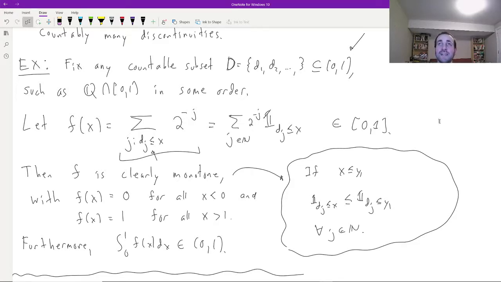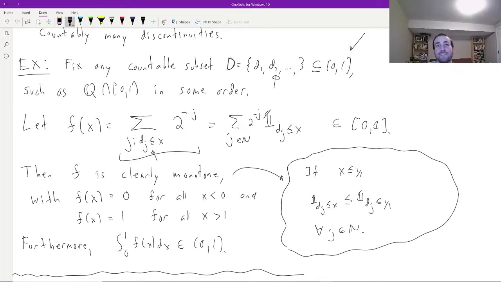So I'm going to fix any countable subset capital D of the interval [0, 1]. So this could be, for example, the rationals intersect [0, 1] in some order, but there are many, many other countable subsets, and this example is going to work for any of them. Now I'm going to define this function f of x to be a sum. It's going to be the sum over all natural numbers j, so that d_j, that is the point in this collection of countable numbers, is less than or equal to the value x that I'm looking at, of 2 to the minus j.